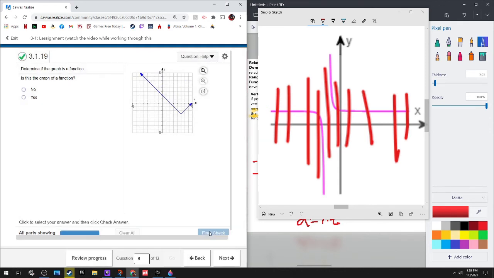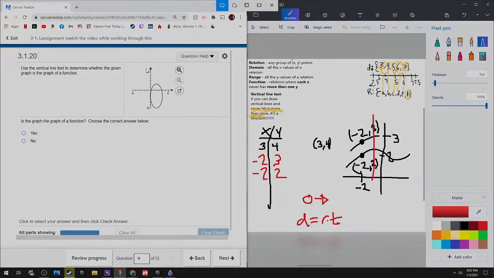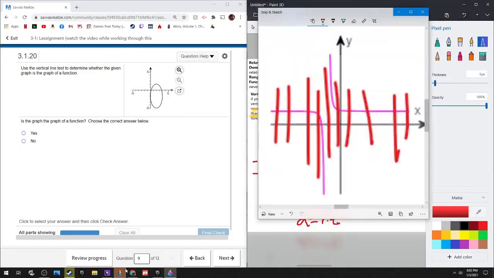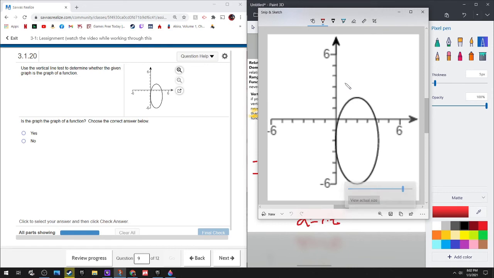I want to see what a similar question looks like. This one. All right. So do you see it? Draw your vertical lines. If you draw it right on the edge, it only hits it once. We call that a tangent line. Okay, but then right here, it hits twice. So it's not allowed to hit twice. Therefore, not a function.